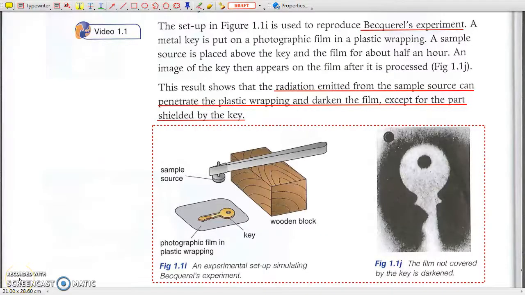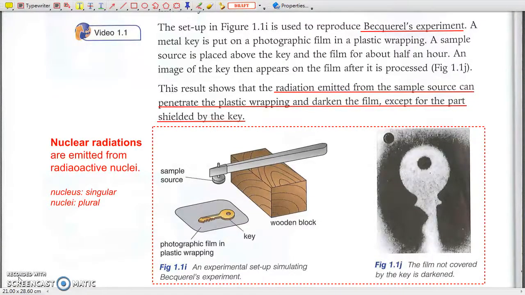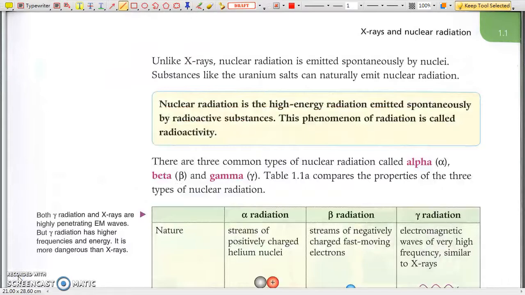The invisible radiation in Becquerel's experiment can penetrate an envelope, but not a metal key. The radiation is emitted from unstable nuclei, and so the radiation is named nuclear radiation. And the nuclei are said to be radioactive. Nuclear radiation is emitted spontaneously, which means in random and uncontrollable ways, by radioactive nuclei which are unstable.